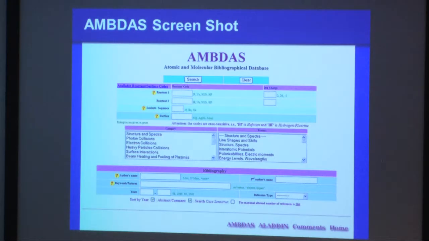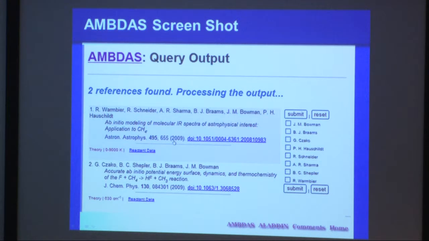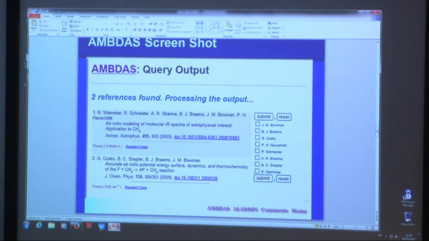So the way it works is you put the reactant here or there or surface, and then you can click categories like heavy particle or surface interaction and so on. Then it'll come up with the references that have the data sets. I'll just show you quickly.